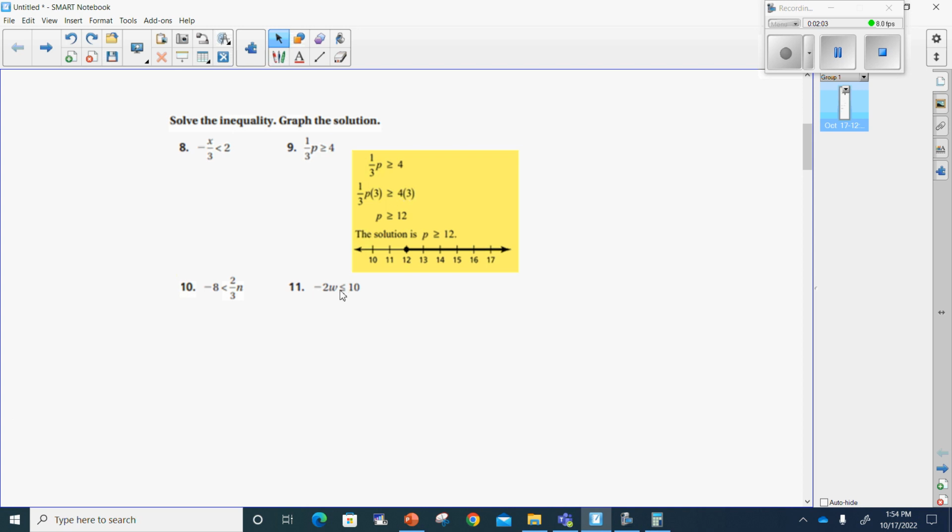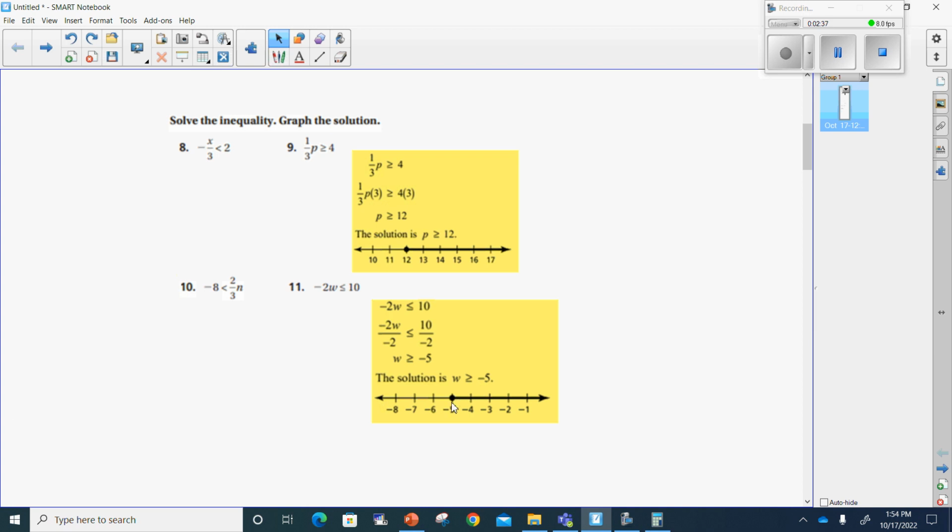Over here for number 11, when I solve this, I have to divide by -2. Whatever I do to one side, I do to the other. But whenever I divide or multiply by a negative number, I just turn my symbol around. So this would be W is greater than or equal to 5, because 10 divided by 2 is 5. Actually, then -5, because 10 divided by -2 is -5. So W is greater than or equal to -5.